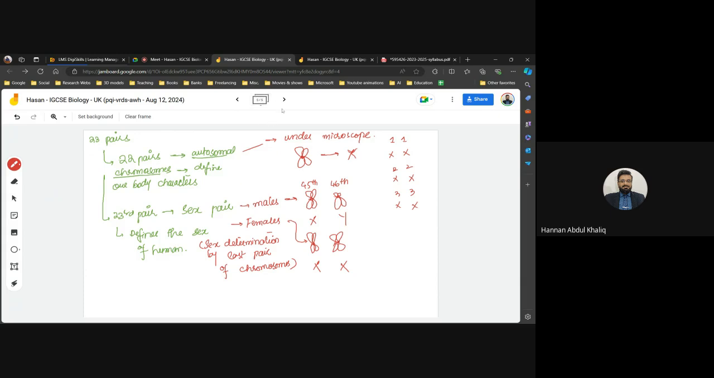So if I ask the question, how do chromosomes determine our sex? If the last pair combination of chromosomes is XX, then it's a female. And if the last pair combination of chromosomes is XY, then it's a male. You got it?